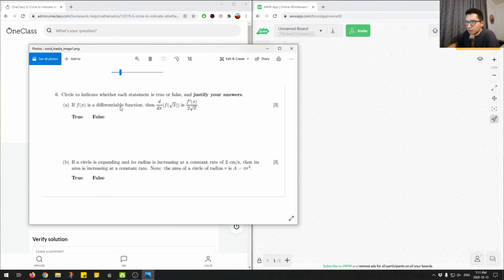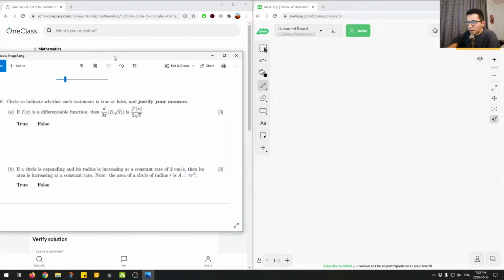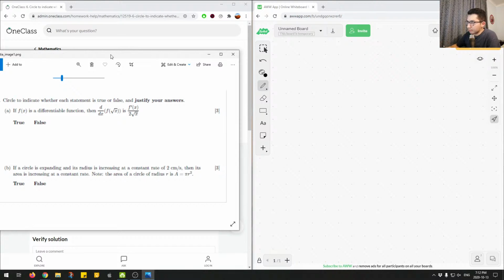So our first statement: if f of x is a differentiable function, then d/dx, so the derivative of f of square root of x, is f prime of x divided by 2 square root of x. So we need to verify if this is true, and then we'll go through the second problem as well. So we'll start off with writing out some givens.